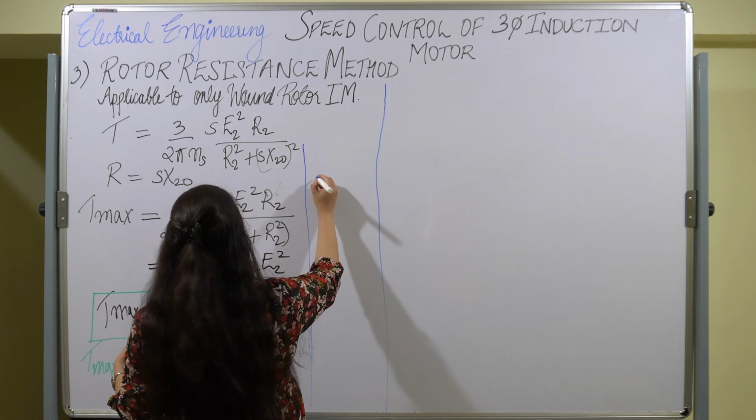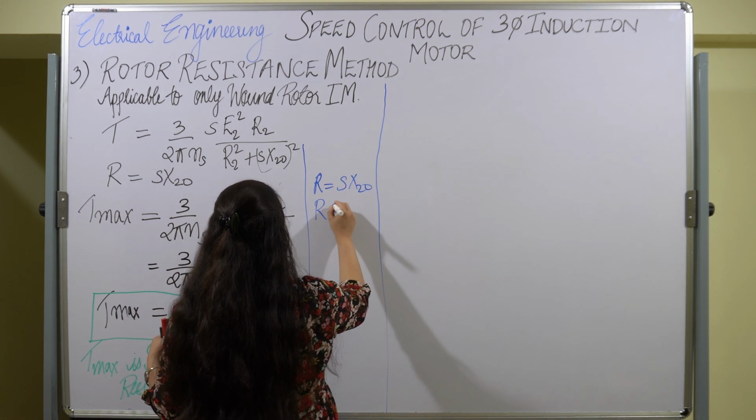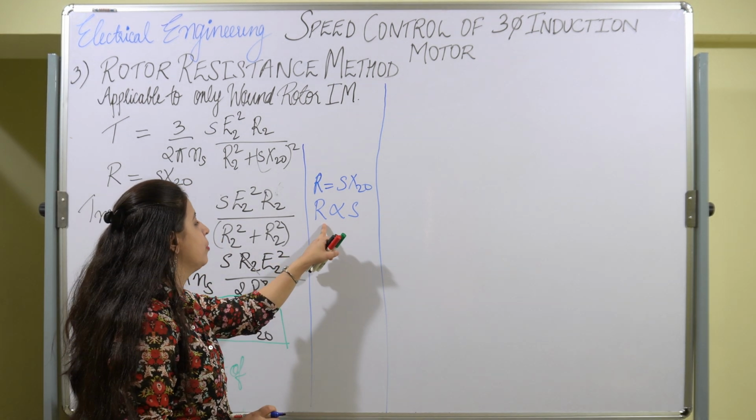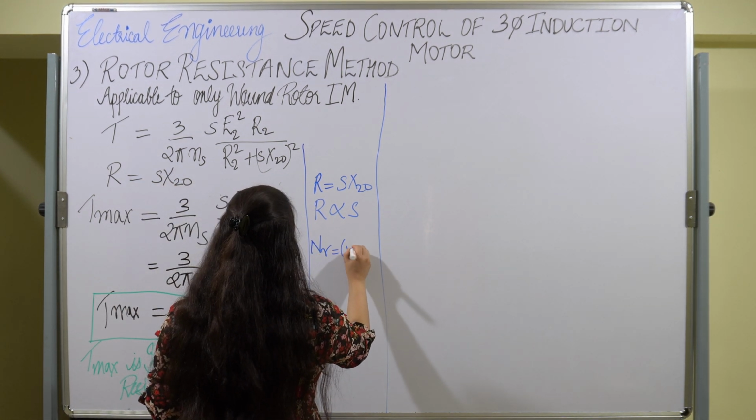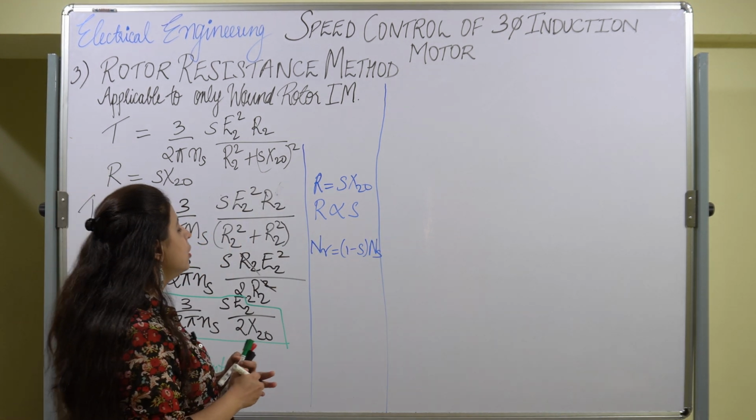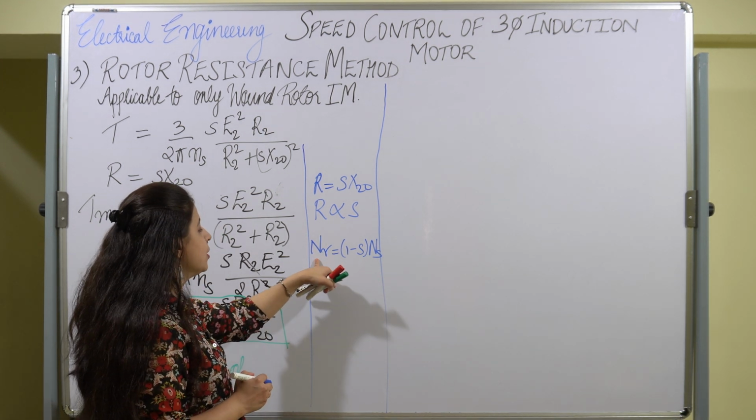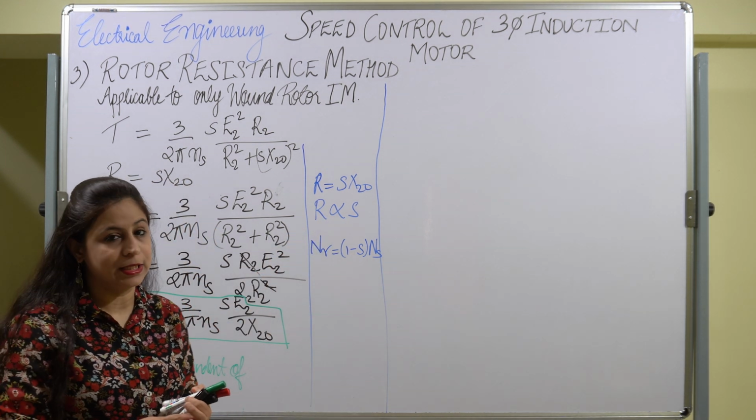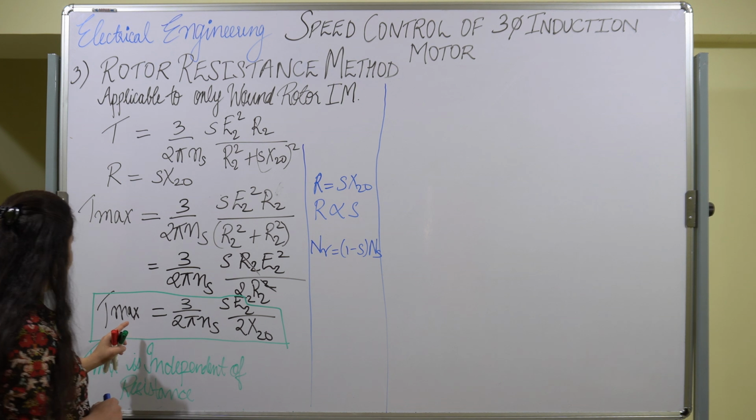So my R2 is equal to s X2 naught, and R2 is directly proportional to s. So my slip is depending upon my resistance, and I also know Nr = (1 − s) Ns. So my rotor speed is also depending upon my slip, and therefore my rotor speed is also depending upon the resistance. When R2 = s X2 naught, I am getting my Tmax.